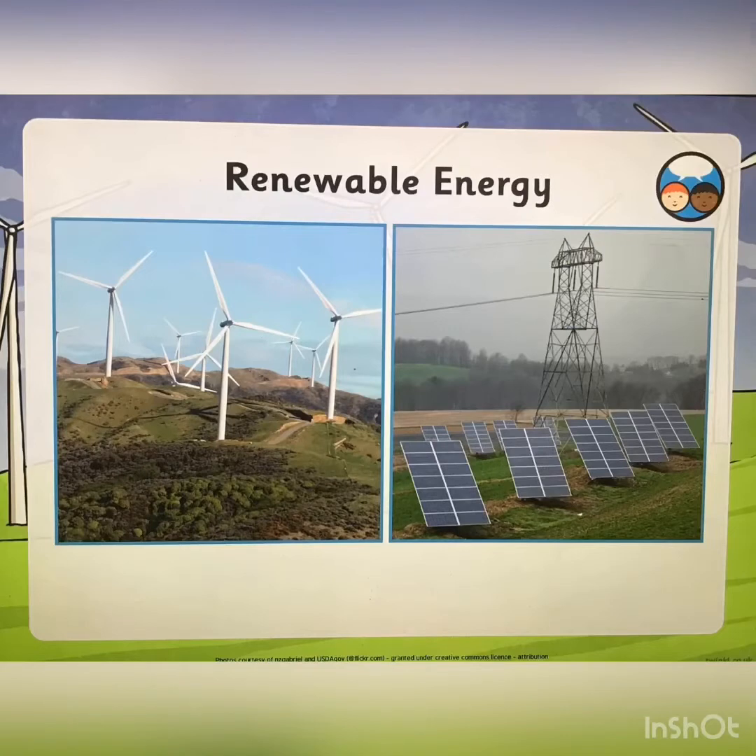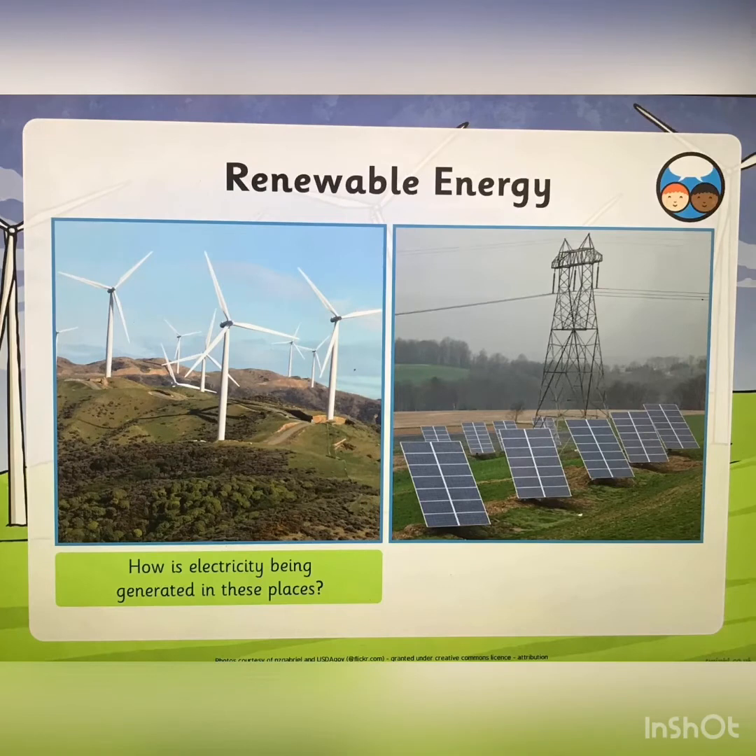So let's put on our thinking caps. What do we think renewable energy is? You can look at both pictures to give you some ideas. So hopefully we recognize these two pictures. One is a wind farm and the other is a solar farm. A wind farm uses the power of the wind to spin those blades to generate electricity, where a solar farm uses the power of the sun and solar cells to produce its electricity.